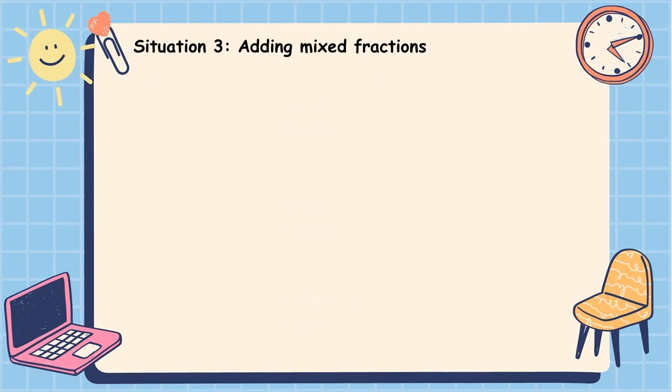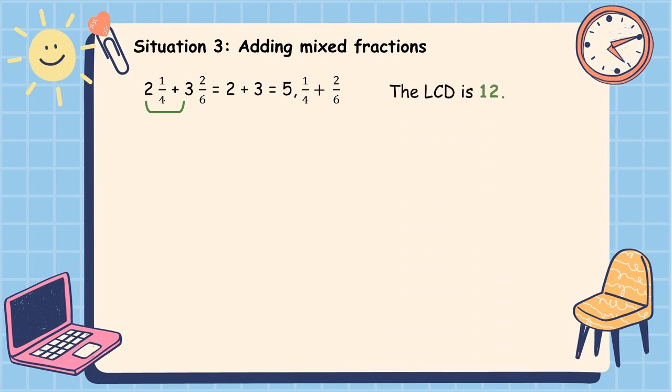Okay, let's have situation number 3, adding mixed fractions. So we have an example here, 2 and 1/4 plus 3 and 2/6. You can see this is a mixed fraction or a mixed number since it has a whole number and a fraction. So the first thing that we're going to do is add the whole numbers, since the operation that we're asked to do is addition. So we have 2 plus 3, that is equal to 5.